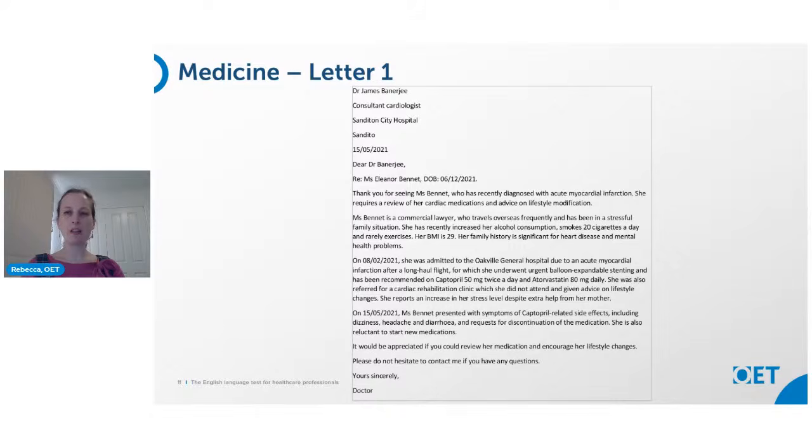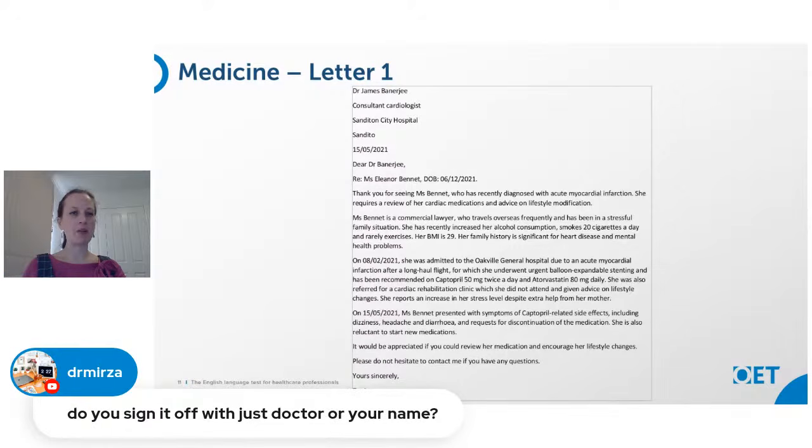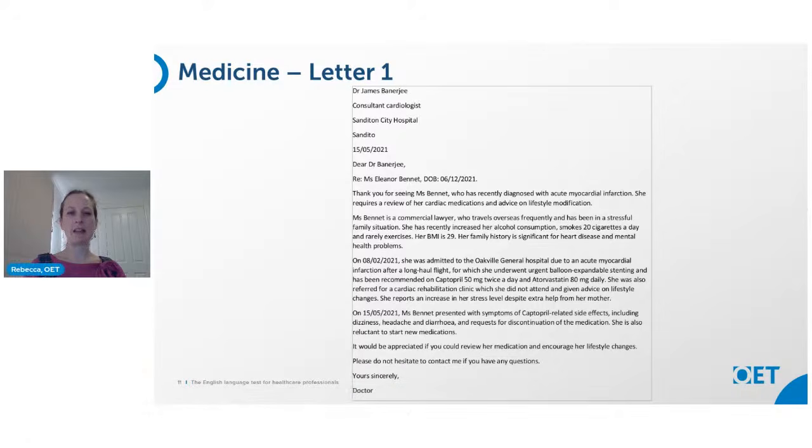Thanks for the comments. Just going to pick up quickly on this question from Dr. Mirza, who says, do you sign it off with just doctor or your name? You can see on the screen that this letter ended with doctor, and that's absolutely appropriate. That's all that's required for OET. At the end of the letter, you don't need to add your name, just doctor is appropriate. So looking at this letter, I would agree with those of you who said that this was a good letter.